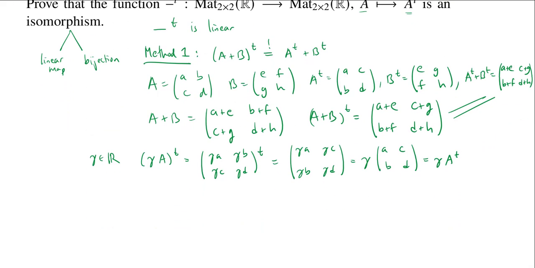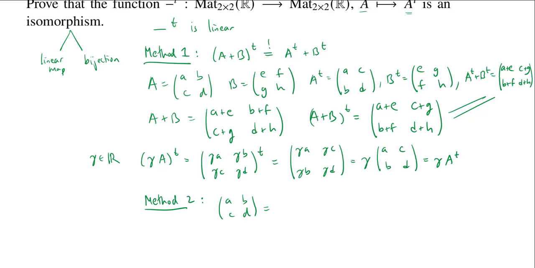Let me show you a second method. So this is where we're going to use the universal property of a basis. Universal property of a basis says, if you know what a function does to the basis, then it's going to extend uniquely to a linear map on the entire vector space. So what is a basis for the 2 by 2 matrices over R? Well, let's just say I had some A, B, C, D.